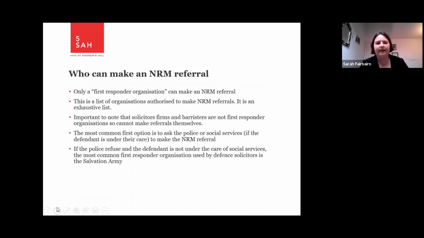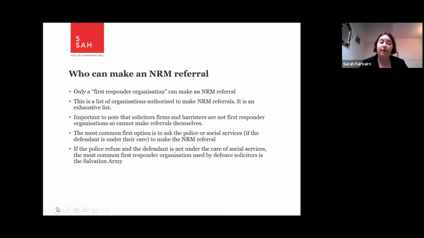So just looking more at the practicalities of an NRM referral, who can make an NRM referral? Well, it can only be done by what's called a first responder organisation. And this is a list of organisations who have been authorised to make NRM referrals, and it is an exhaustive list. Solicitors' firms and barristers are not first responder organisations, so if you're representing someone, you cannot make the referral yourself. But what you can do is contact a first responder organisation and ask them to make the referral.